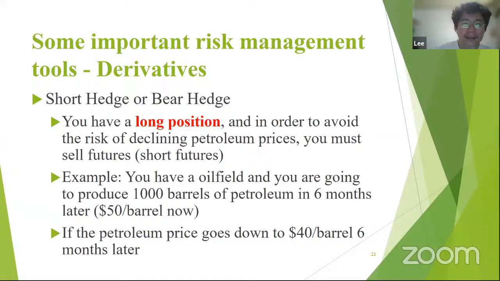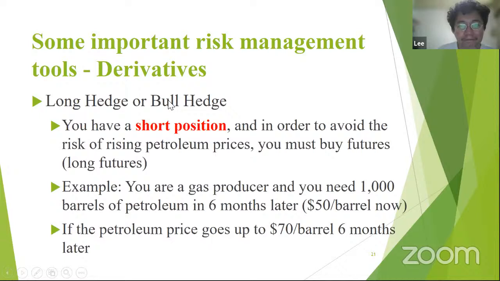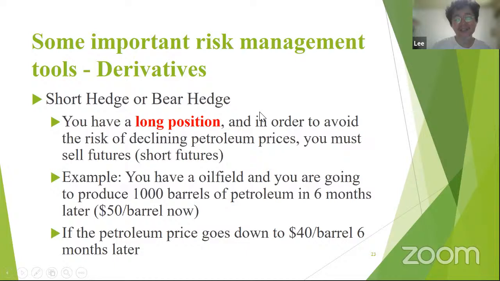And now the short hedge, or bear hedge. We use bull and bear to describe up or down. Here is the bull hedge. It means you are worried about the price going up. When you go to Wall Street, you may find they put a golden bull there, because all the investors like the stock market price going up. And when we talk about bear, it means down. The price goes down.